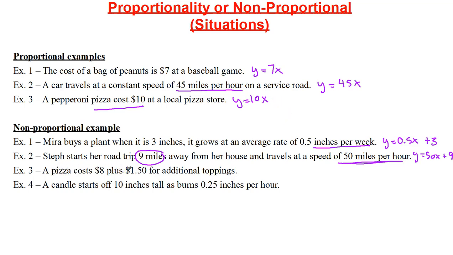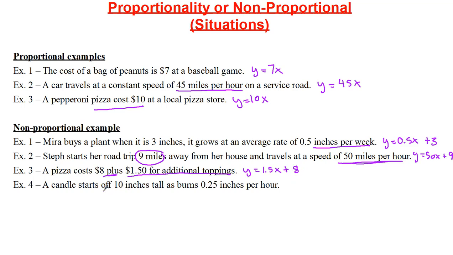A pizza costs $8 plus $1.50 for each additional topping. So depending on the amount of toppings I want, that's going to change. So this 1.5 is going to be my variable. So y is equal to 1.5x plus I need to pay for the pizza overall. It's going to be $8 either way. Alright, so if I want a plain pizza with 0 toppings, it's just going to cost $8. But if I want 2 toppings, it's 1.50 times 2 plus 8. So my b value here is going to be equal to 8, which makes it non-proportional.